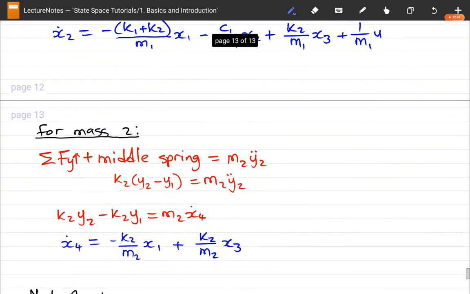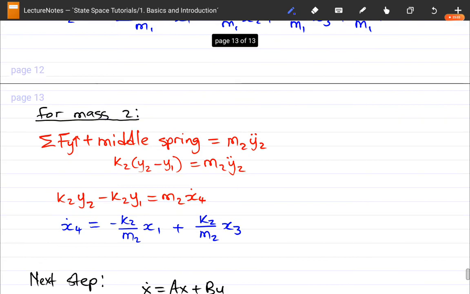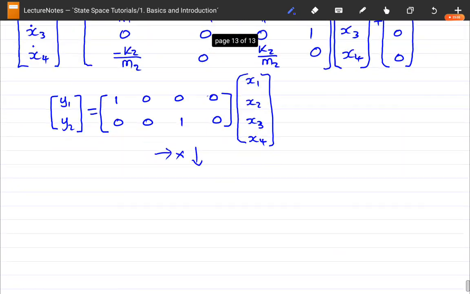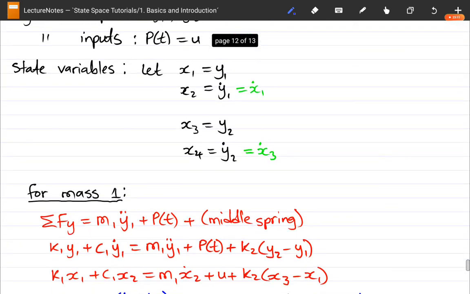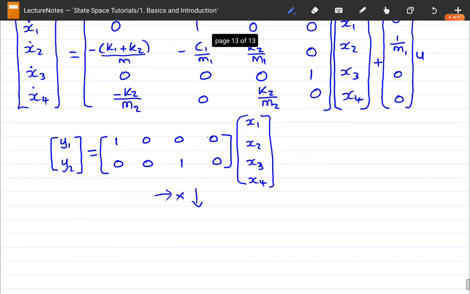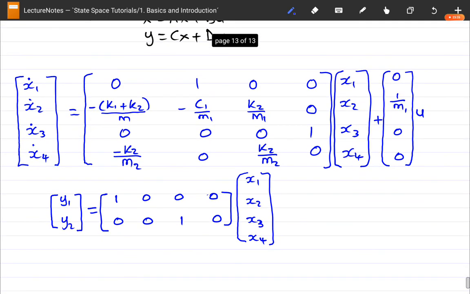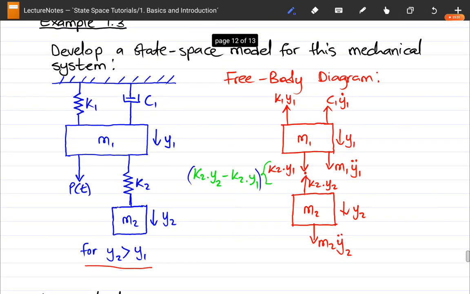So y1, we did say it's equals to, where is that? Yes, y1 is equals to x1, and then y2 is equals to x3, yes. So this is perfect. So this is our state space model for our overly complicated, not too complicated honestly, mechanical system.